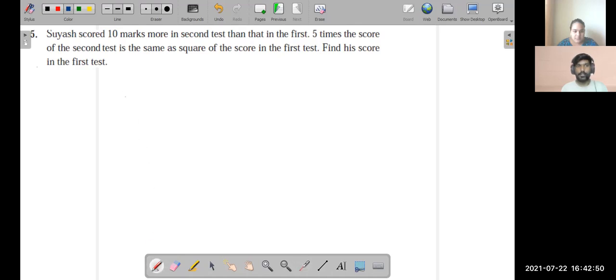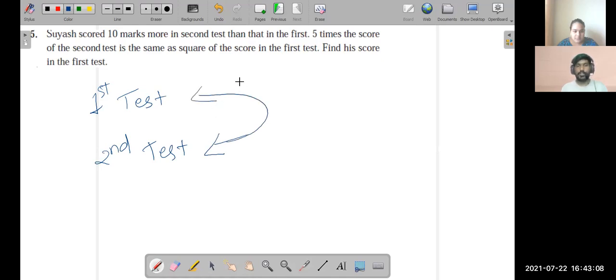So there are two tests, the first test and the second test. Suyash scored 10 marks more in the second test as compared to the first one. That means if he scored, suppose, 5 marks in the first one, then in the second one he scored 10 more than 5, which is 15. Did you understand this condition? Yes.